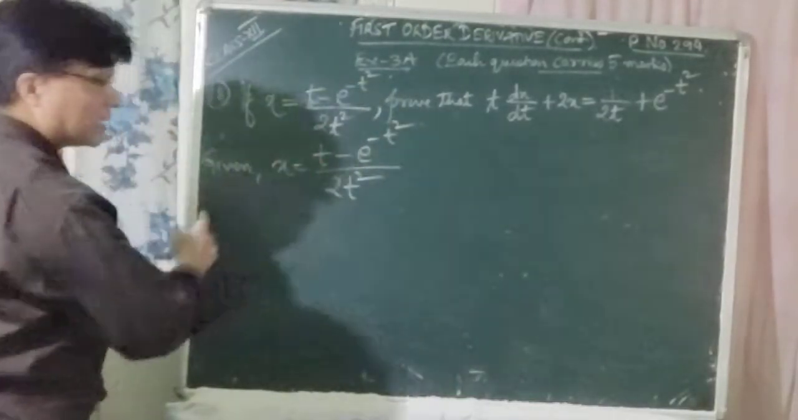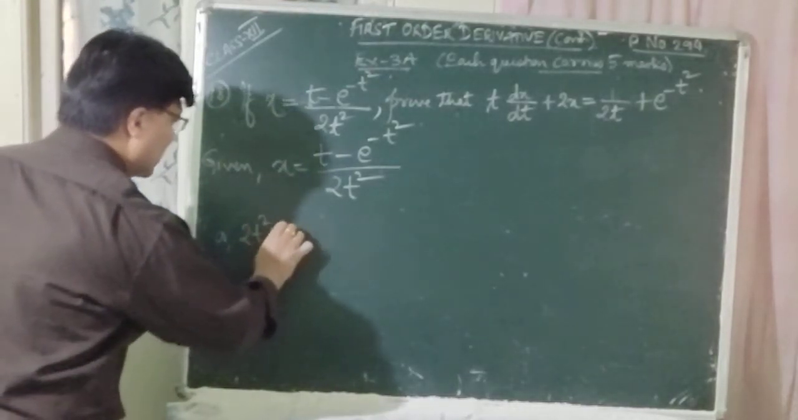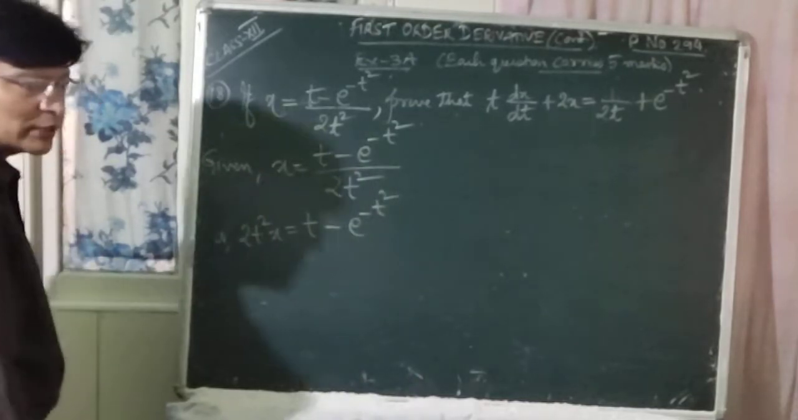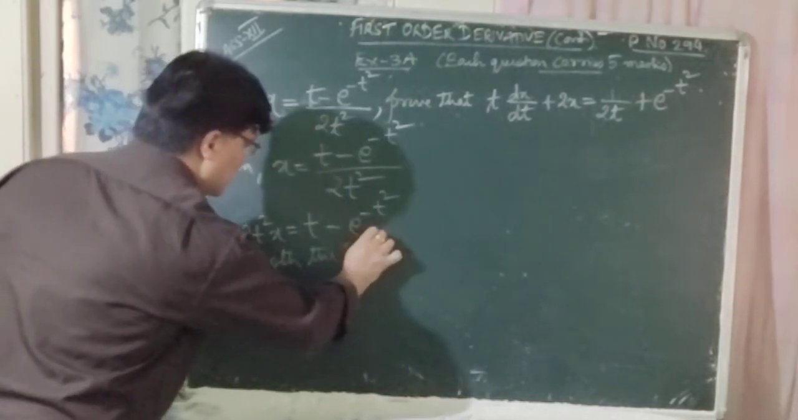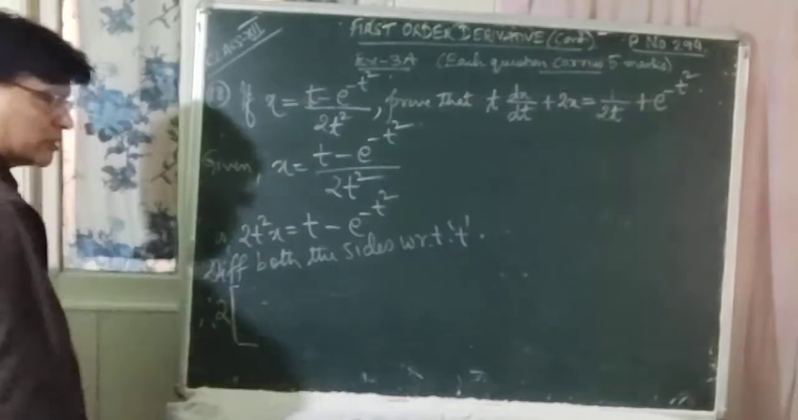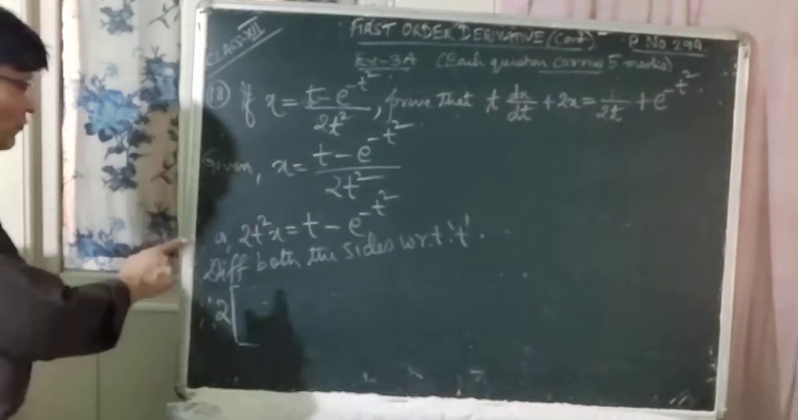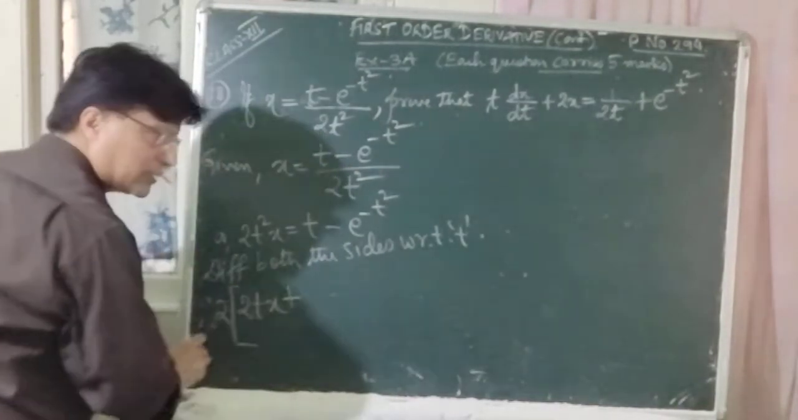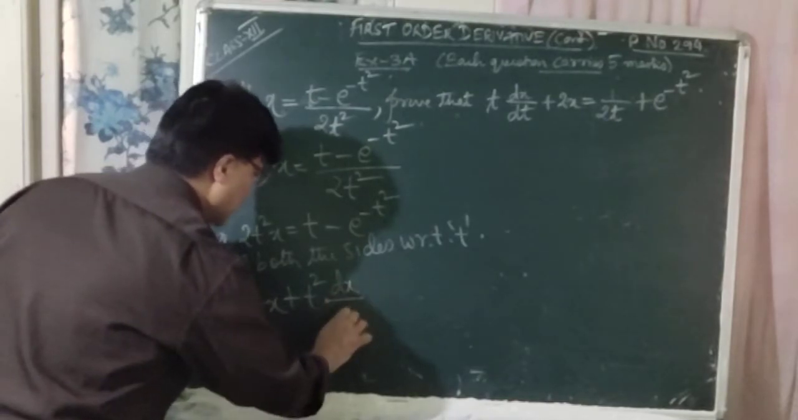So before you differentiate both the sides with respect to t, you can cross multiply. So it is 2t square x is equal to t minus e to the power minus t square. Okay, so now we can differentiate both the sides with respect to t. So 2 is constant out here, so it is written outside the bracket. Now for t square x you can use the UV rule. Now first you differentiate t square with respect to t. What is it? 2t, x is kept as it is, plus then again t square remains the same into the differentiation of x with respect to t. It is dx by dt.